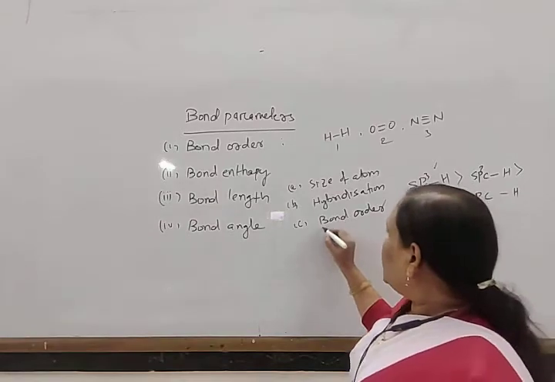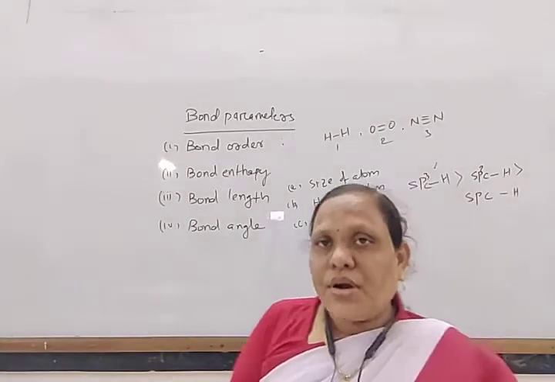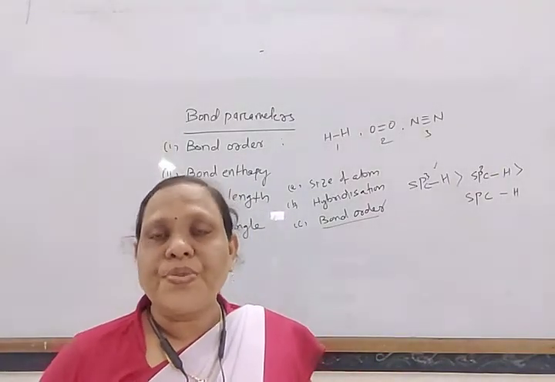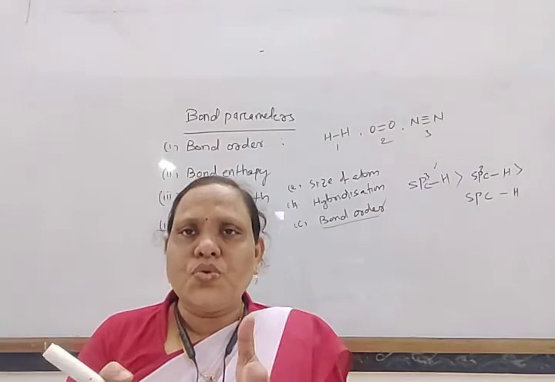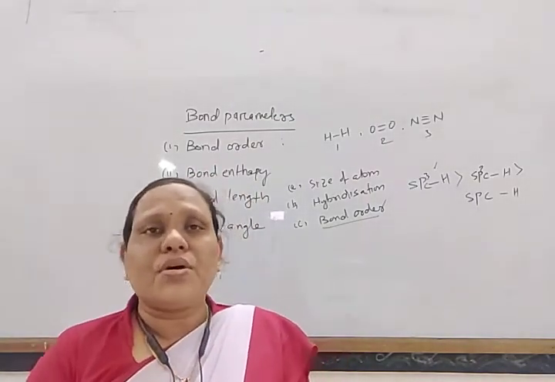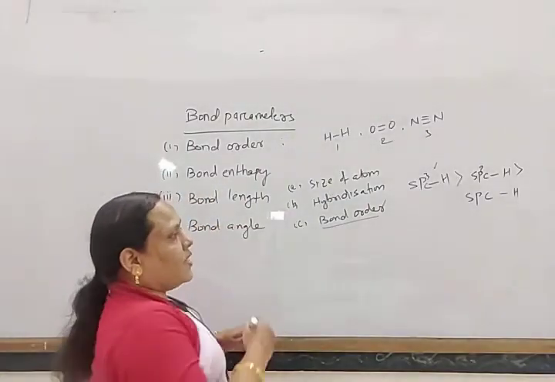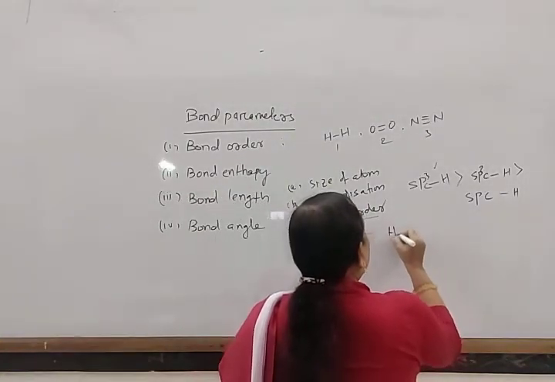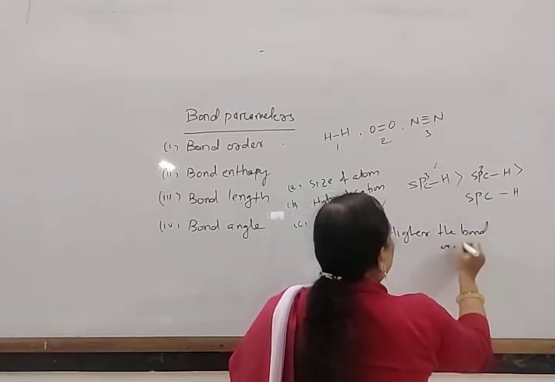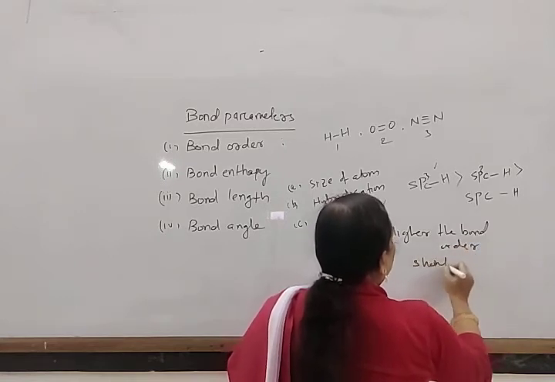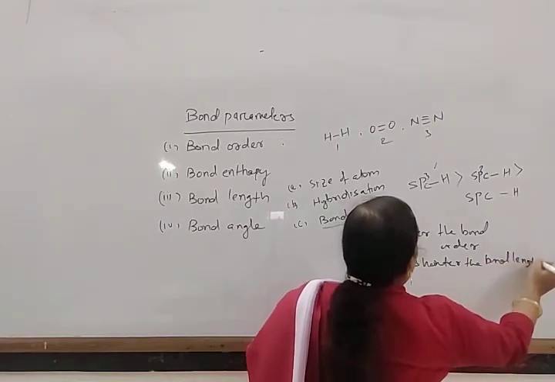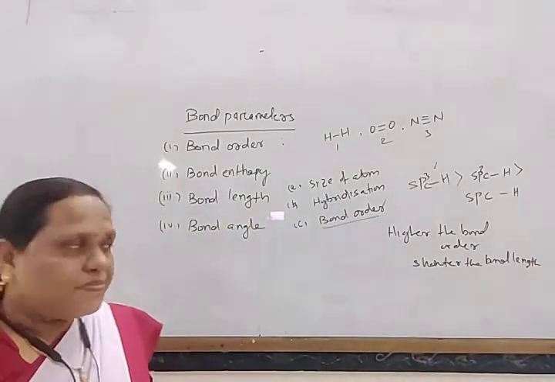Another factor is bond order. Bond order is inversely proportional to bond length. If more bonds are present between two atoms, they come closer to each other. In this way, the higher the bond order, the shorter the bond length. So bond length depends on these factors.